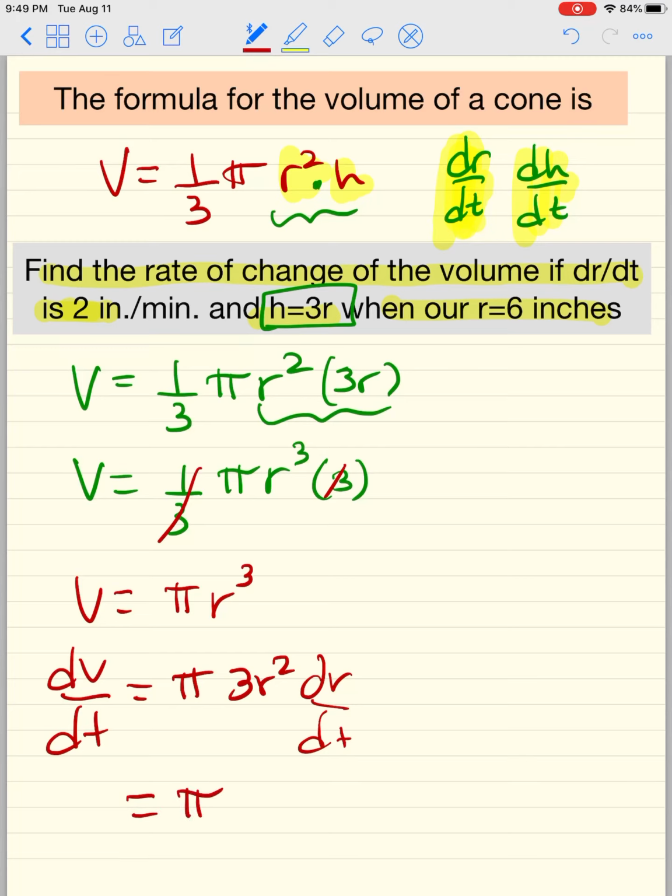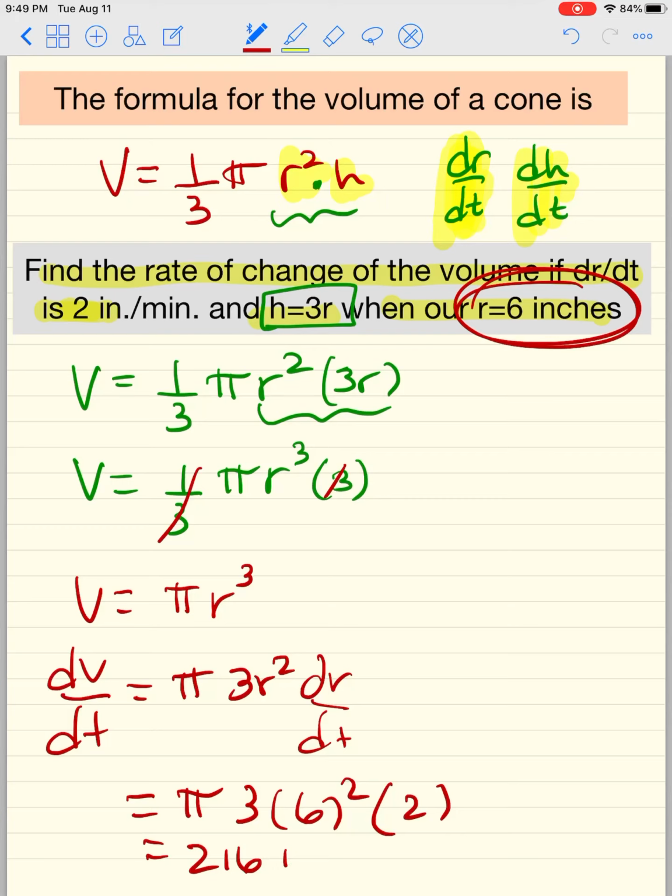I'm looking for dV/dt. That's pi, that's 3. R, they told you, was 6. Dr/dt, they told you, was 2. And basically, when you multiply all this out, you get 216 pi. Now remember, volume is always cubed, and it's inches, so it's cubic inches. And then dt is always the time, and we're talking about minutes. And therefore, the volume is changing 216 pi cubic inches per minute.